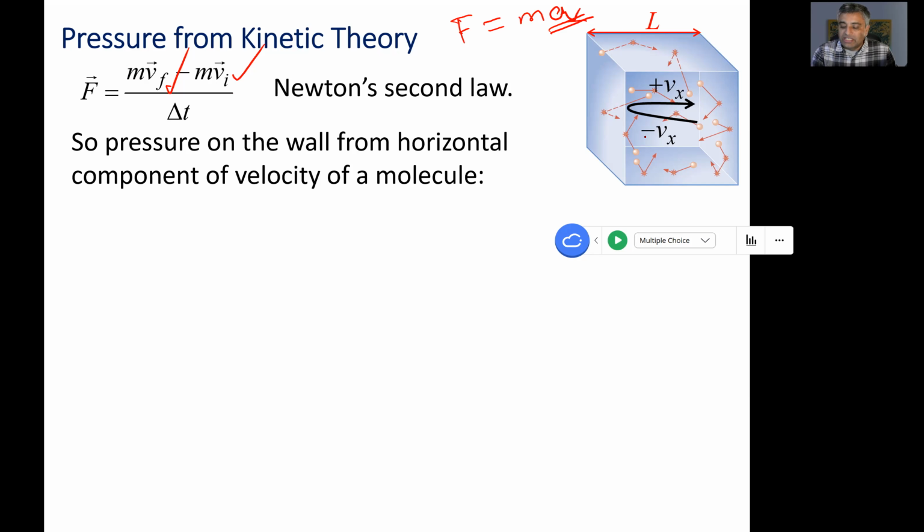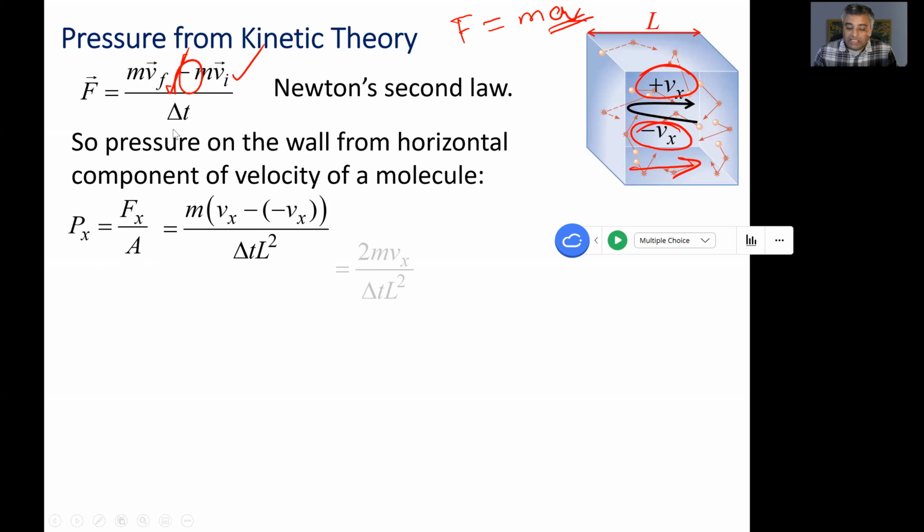For convenience, we can say this container is a cube, and we just look at the motion in one direction first. So in this case, the change in momentum: for example, the final velocity is positive vx, and the initial is negative. And negative times negative makes it positive. So the change is going to be positive here, and that's what you see.